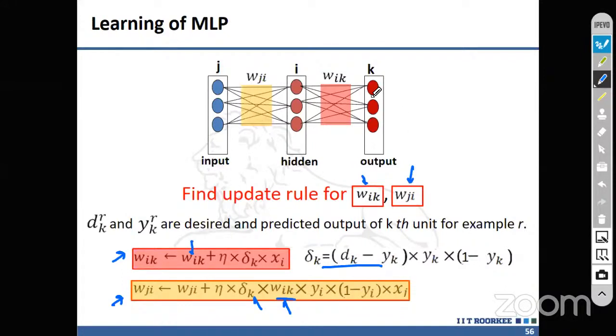So you see that for this delta WJI modification, I require this WIK. So I have to adjust this one first, then second this part. That's why it is in this backward direction. First I'm finding this error, then I'm calculating the WIK, then with that value I'm modifying this WJI. So at the end, the update rules are very simple: how will you adjust WIK, and how will you adjust WJI, using these two basic formulas.